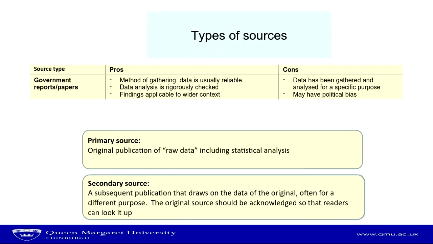Now, you might have heard people mention primary resources and secondary resources. An original publication of raw data, including statistical analysis, is a primary source. A secondary is a subsequent publication that draws on the data of the original primary source, often for a different purpose. The original source should always be acknowledged so that readers can look this up.